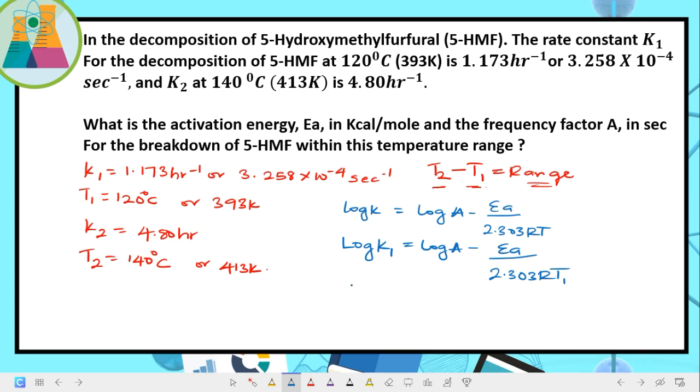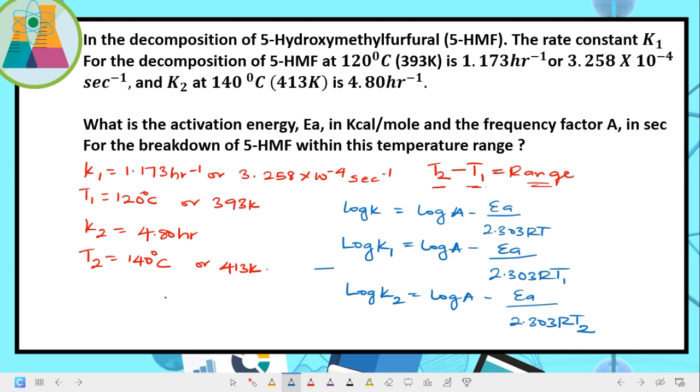Now for the second temperature, it will be log K2 is equal to log A, A is constant for both, minus EA all over 2.303 RT2. Now if you subtract both equations, what are you going to have? If you subtract this equation from this equation, what are you going to have?